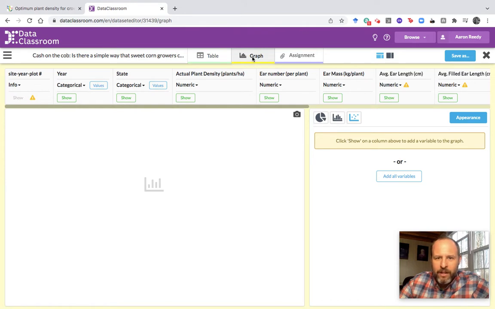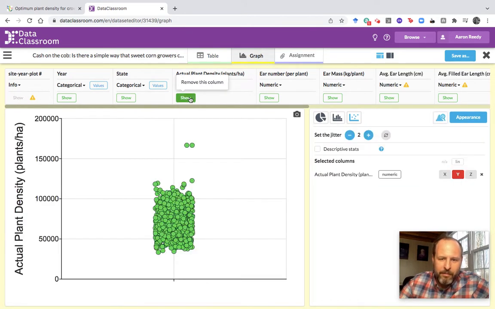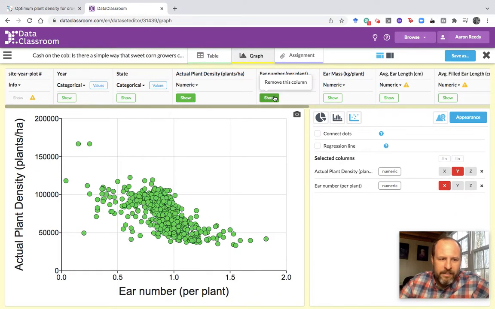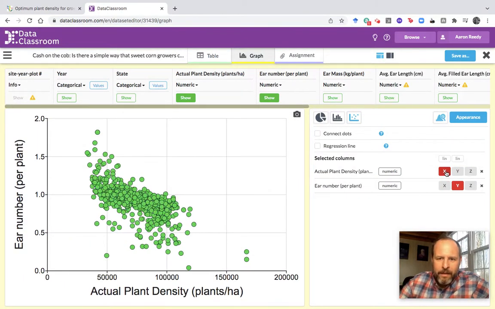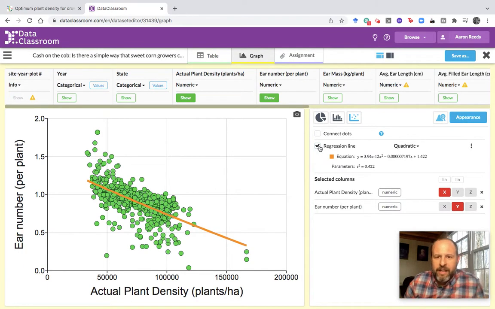We know that we want to work with density. So I'm going to grab actual plant density. I'm going to plot that. And then I'm going to grab ear number. And since I think plant density is more likely to be the independent variable, I'm going to flip around X and Y here. And so we can see actual plant density on X and number of ears of corn per plant on Y. And then I'm going to add a regression line to make this trend even more obvious. So you can see the greater the density, the fewer ears of corn per plant.